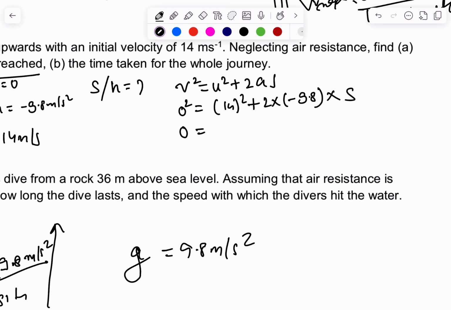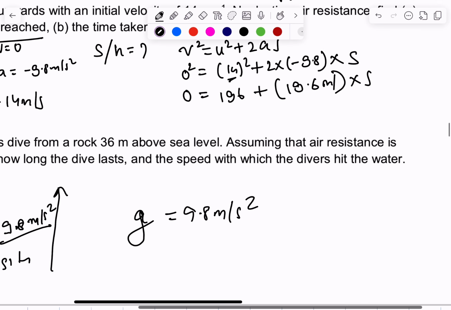Yeah, 14 squared is how much? 164 if I'm not wrong. 2 into minus 9.8 is 19.6. No, what is 14 squared? 196. It's 196. Yeah. Why didn't you tell me before? I was checking you guys. Anyways, 19.6 into s, and now it is 196.